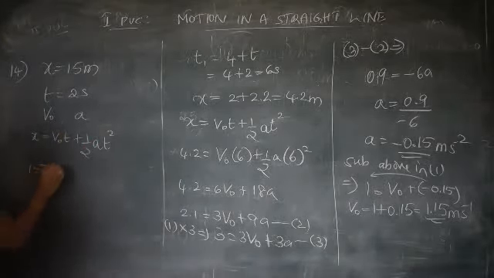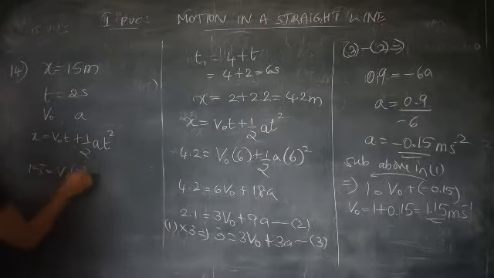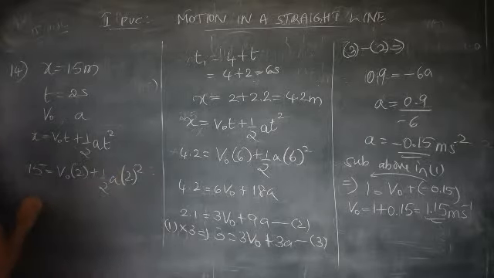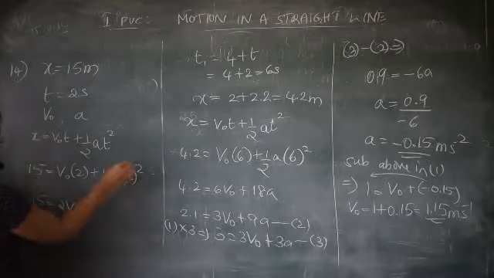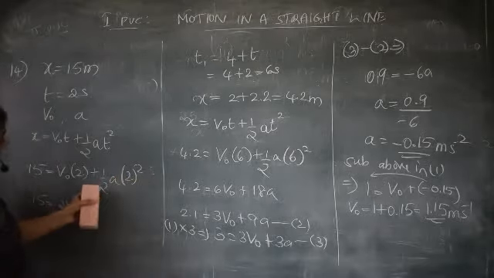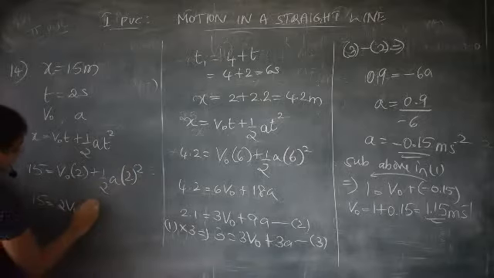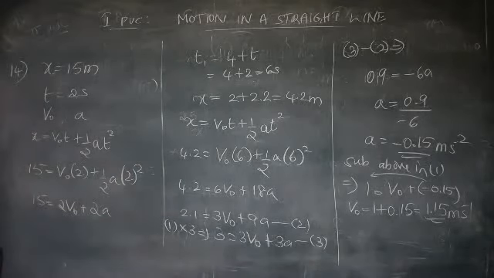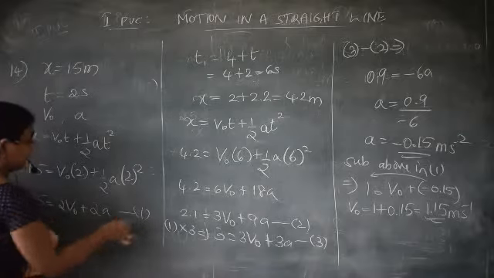15 is equal to V naught into 2 plus half A 2 square. 15 is equal to 2 V naught plus A. The 1 and 2 will get cancelled, correct? One more 2 will remain, 2A. Am I right? Further, how can I continue? Let it be equation number 1.